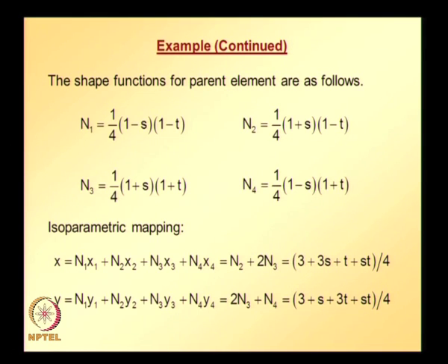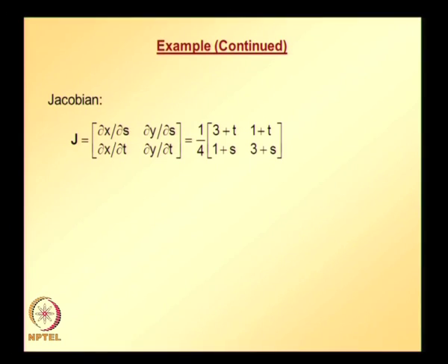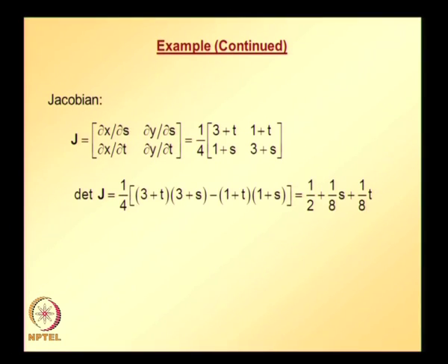Once we get these two expressions, x in terms of S and T, y in terms of S and T, we can easily take partial derivatives of x with respect to S, partial derivative of x with respect to T, similarly partial derivative of y with respect to S, partial derivative of y with respect to T, and find what is J. And once we get J, we can find what is the determinant of J.